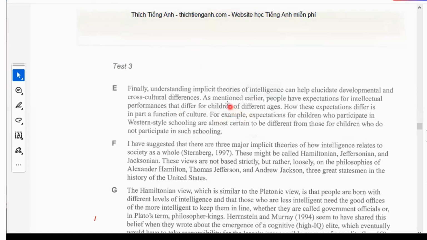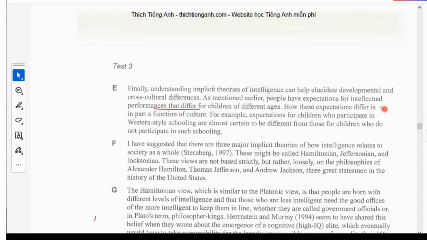Look at what they wrote here. It says that people have expectations for intellectual performances that differ for children of different ages. Then it now says that what? How these expectations differ is in part a function of culture. Can you see that? Can you see that it's not universal? In other words, what you expect in Yoruba culture may be different from what you expect in Russian culture. That may be different from what you expect in Fulani culture. That's what this second part is saying.